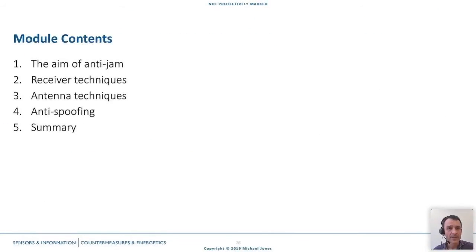So what are we going to cover? We're going to talk about what we mean by anti-jam, and what we are actually trying to achieve with anti-jam techniques. I'm going to talk a little bit about things you can do in the receiver, so what receiver manufacturers are doing in modern GNSS receivers to protect from jamming. Then I'm going to talk mostly about antenna techniques, which is arguably the single most powerful thing you can do to protect yourself from both jamming and spoofing. So that will cover both anti-jamming and anti-spoofing. Then we'll have a summary at the end and see what we've learned. So let's get straight into it.